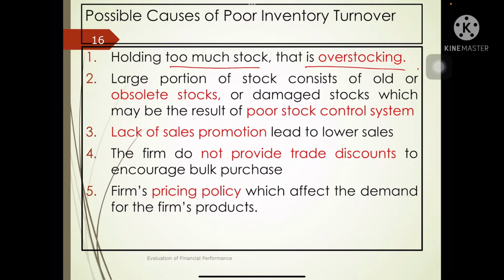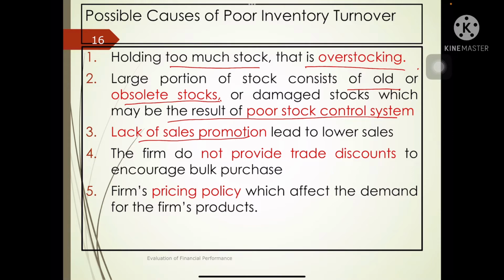order buying stock. A large proportion of stock consists of old and obsolete stock. So it means that maybe they become damaged or pass the expiry date and so on. So the damaged stock may be the result of a poor stock control system. So if you have too much stock, this one is not good. It can be obsolete or damaged. And then lack of promotion, so it means that here is why your sales are less.